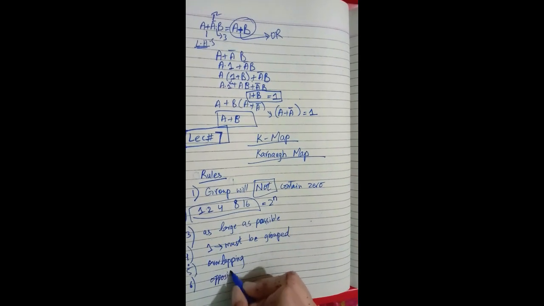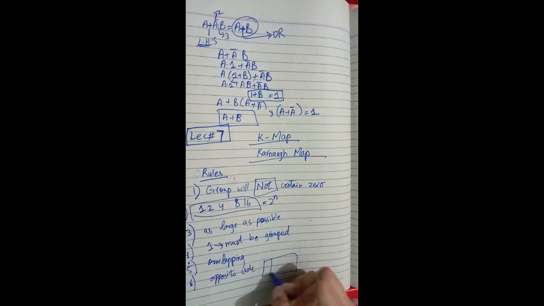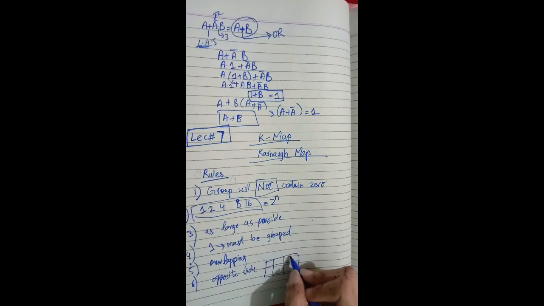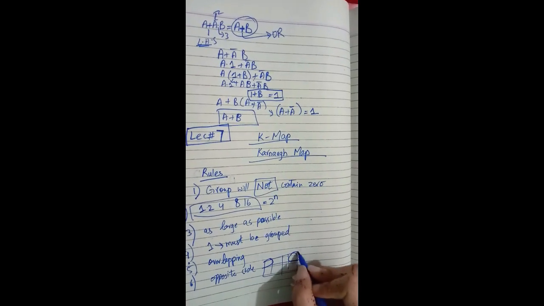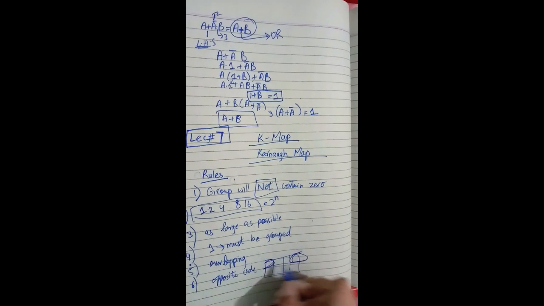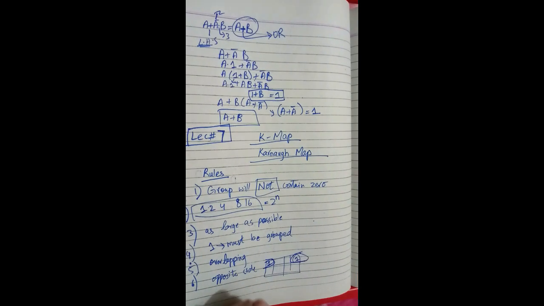It will be clear to you as we will draw it. It says basically that this is our K-map. We can make the group from here to here, the opposite side grouping. This and this, the 2 ones we have. It will be clear to you when we will solve it.